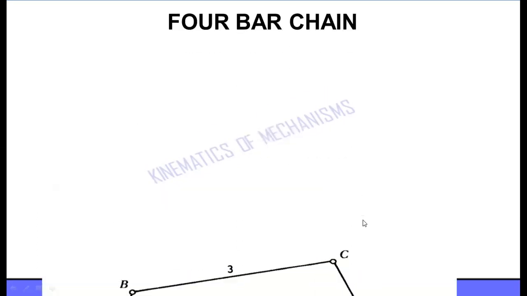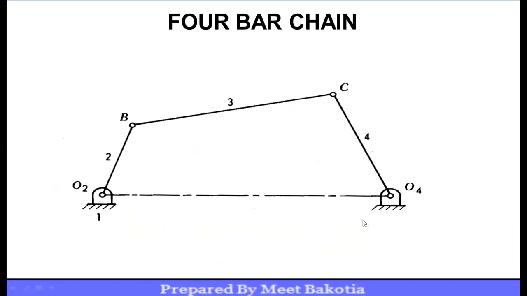Now, the four bar chain mechanism you can see on your screen. It is the simplest and the basic kinematic chain. It consists of four links. You can see O2B is the crank, BC, that is link 3, is the connecting rod, and CO4 is your rocker or lever which oscillates, and O2O4 is your fixed link, the frame.